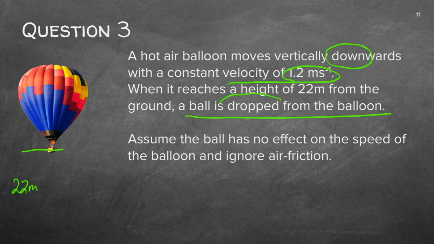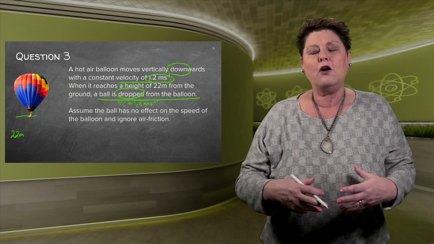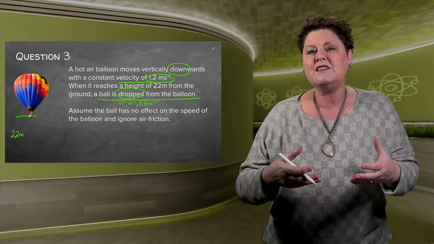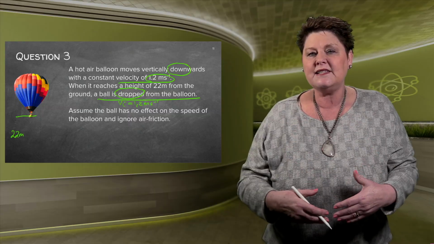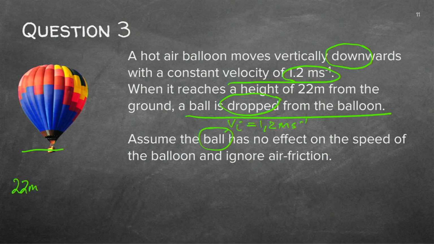Now, remember, dropped when it's moving at 1.2 will mean that the ball is also at a velocity of 1.2 meter per second. Assume that the ball has no effect on the speed of the balloon. Let me quickly clarify that. If I've got bags with sand within my hot air balloon, they often do it to give it some weight, and I'm throwing that out of the balloon, that will seriously impact on the movement of the balloon because it's lighter. In this case, they're saying to me, you don't have to consider that the ball has any effect. A small ball won't have any effect on the weight of the balloon.